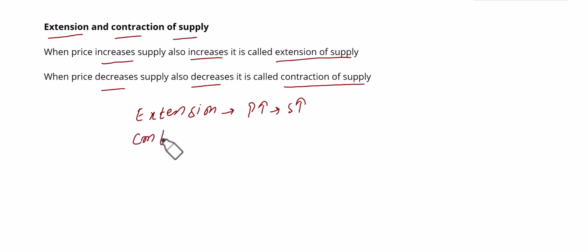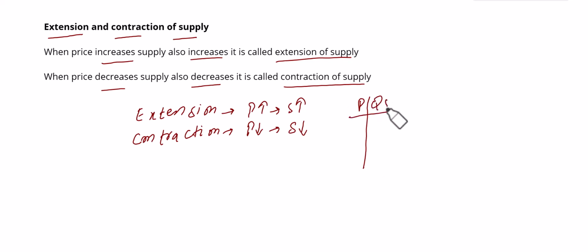And on the other hand, contraction is totally opposite to the extension. Contraction means when price decreases, supply also decreases. That is called contraction of supply. We can explain it with the help of a graph, and before that, we have to make a table so that you can understand it easily.